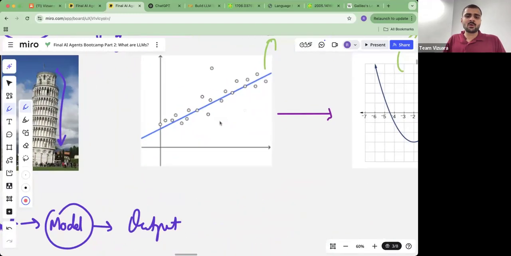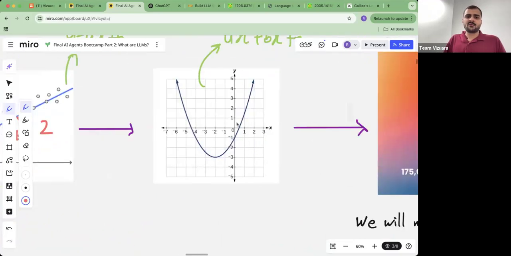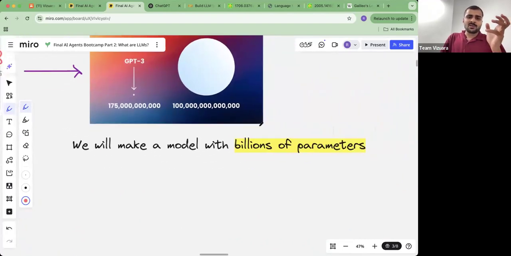If you take y equals ax plus b, how many parameters are there in this model? Can you answer in the chat? A simple straight line has two parameters, correct? If you go to quadratic, there are three parameters. Now I'm going to make a statement which should be extremely shocking. Large language models have billions of parameters.